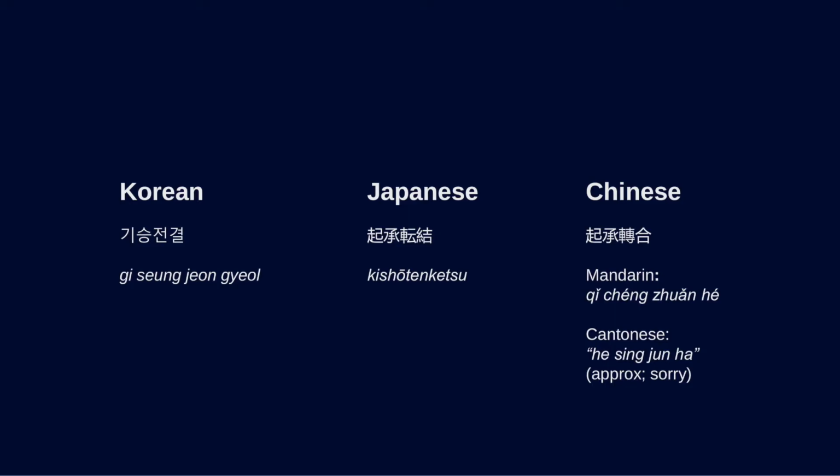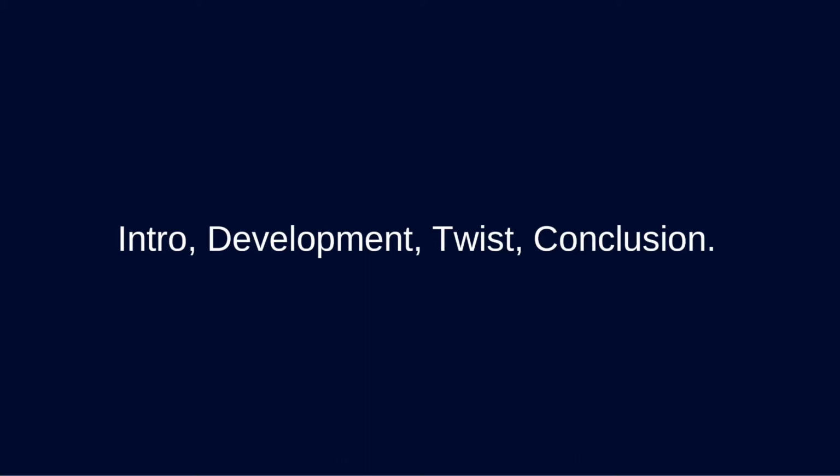But what's going on with the Eastern structure? There isn't one known inventor. It emerged from Tang Dynasty 4-line poetry, and spread to fiction, comedy, theater, game design, everything. It has different names in different cultures, but they all roughly translate to introduction, development, twist, conclusion. So what, it's just the same? Not quite. Let's explore the differences with an example.